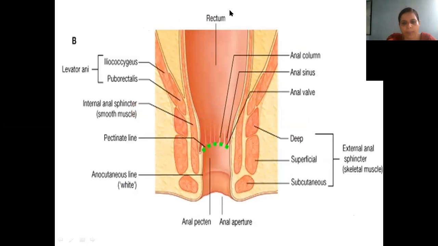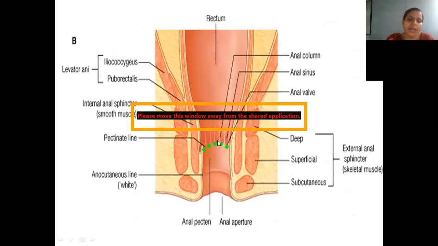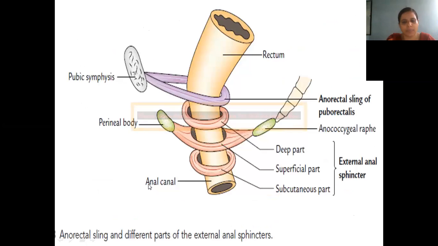Now see, this is the pectinate line. Above that you are finding anal walls and anal columns. This is the upper one third. This is the middle 15 mm. This is the lower true skin. Different pictures are showing the same thing. So these are the external anal sphincter muscles: subcutaneous, superficial, and the deep part.